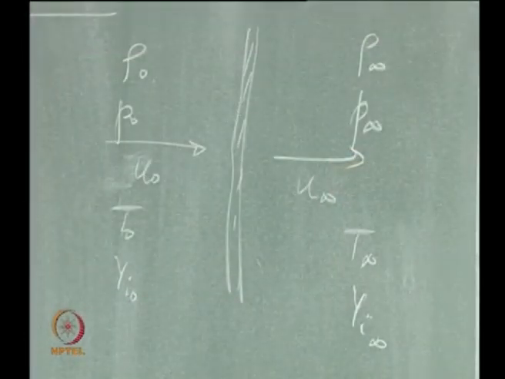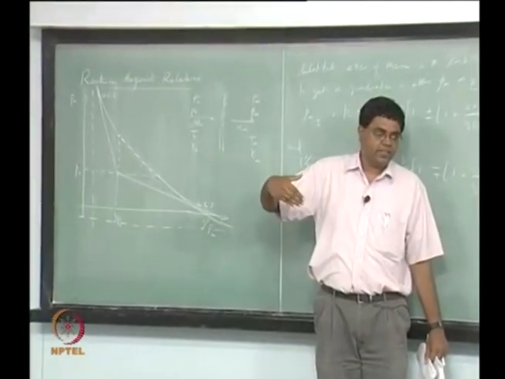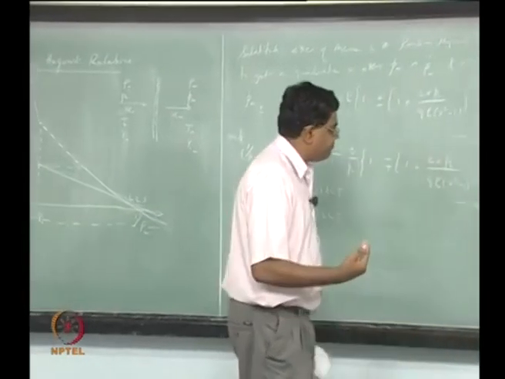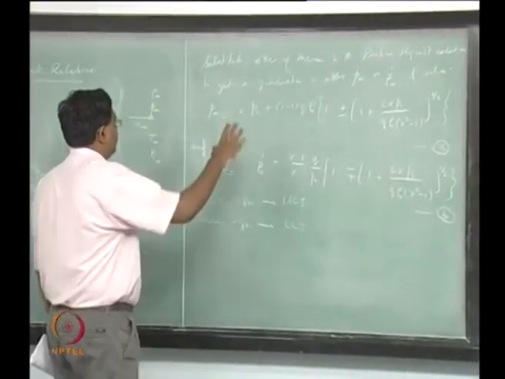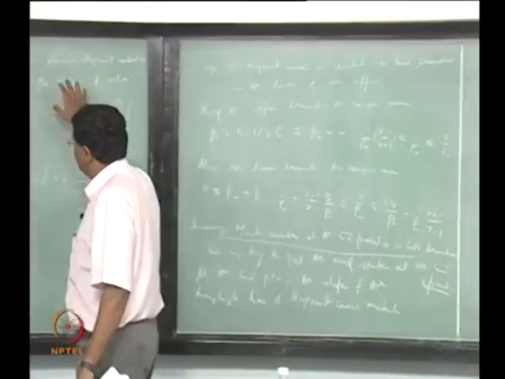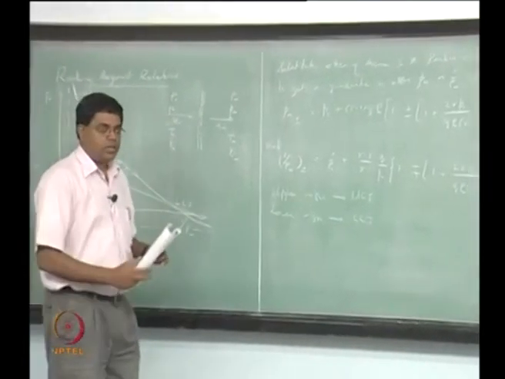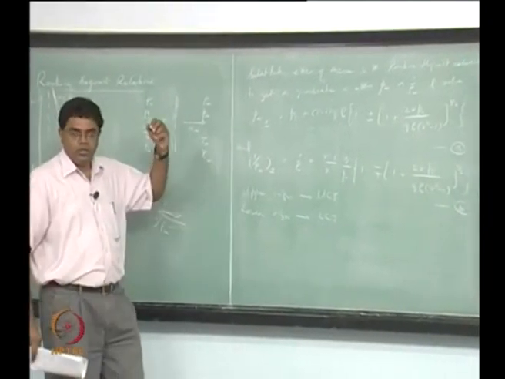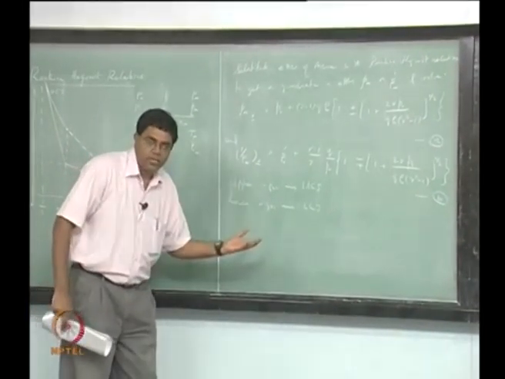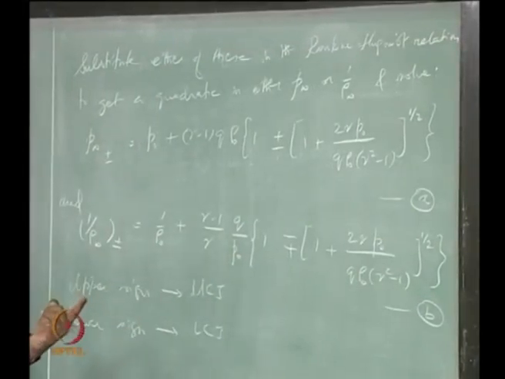And m dot doesn't show up in the Hugoniot curve, it shows up only in the Rayleigh line, right? So we should now go back to the Rayleigh line. We have substituted the slope-matched information into the Hugoniot curve to get this, but can I now look at how the Rayleigh line is going to be if I plug these coordinate points into the Rayleigh line and then get m dot information through that? You see what I'm saying?